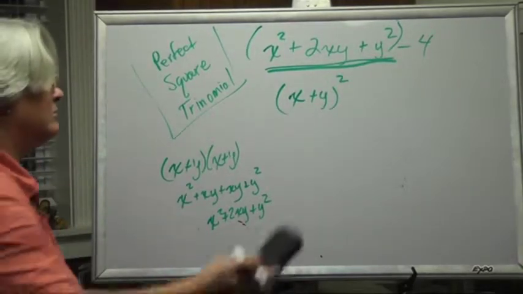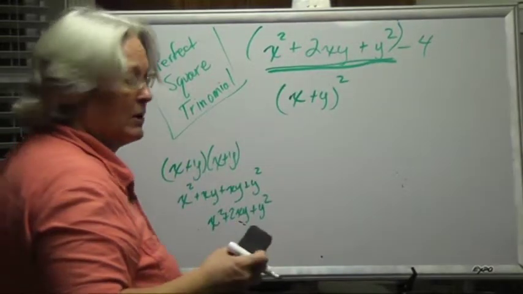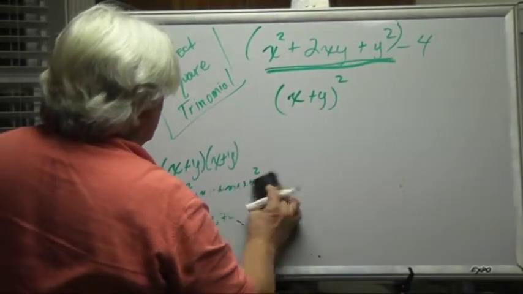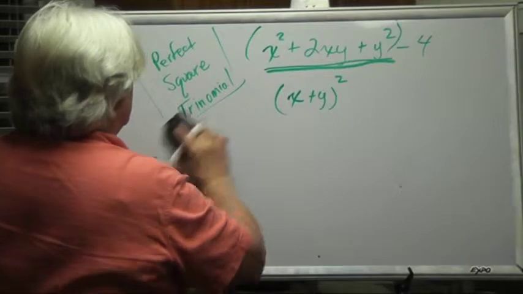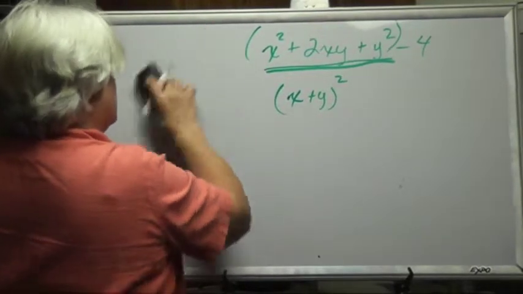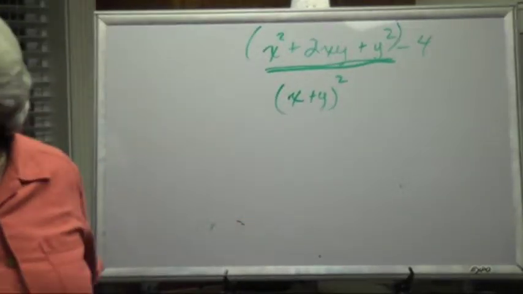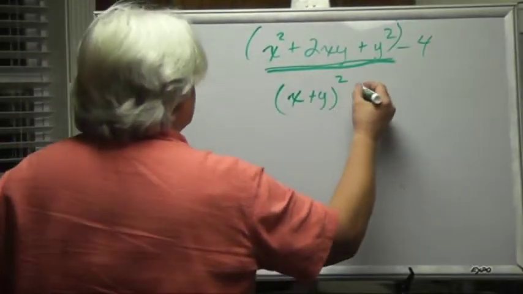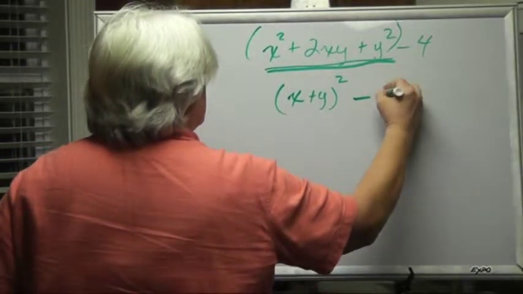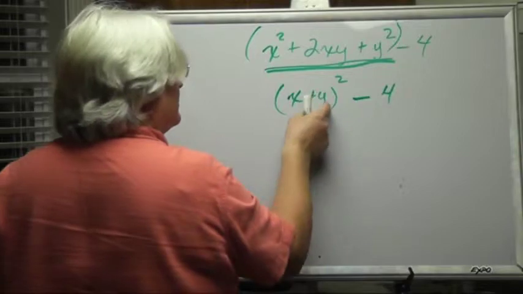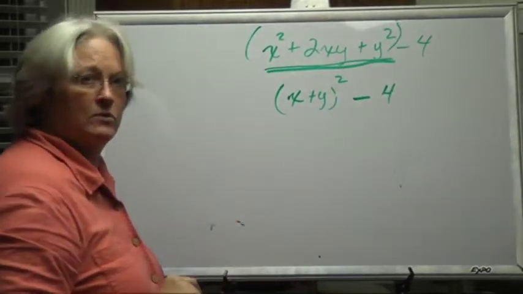Exactly what we have here: x squared plus 2xy plus y squared. So first you had to recognize that this was a perfect square trinomial, and then you had to know how to put that into factored form. And then let's see what we have.